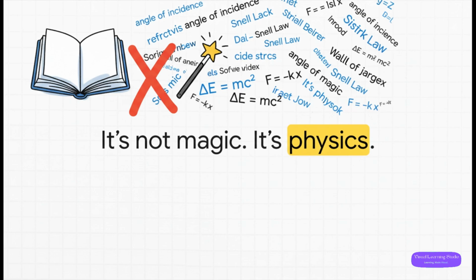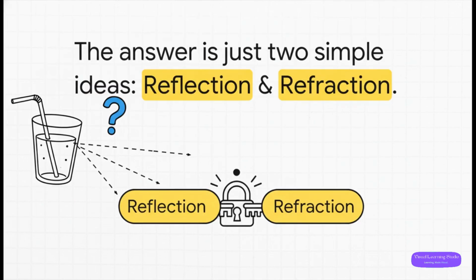It's just physics. In fact, the whole mystery of that bent straw and so much of how we see the world really just boils down to two core ideas. Just two words: reflection and refraction. Once you really truly get these two concepts, you've pretty much cracked the code of optics.